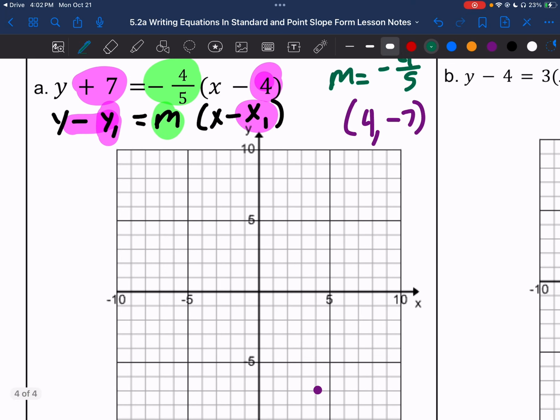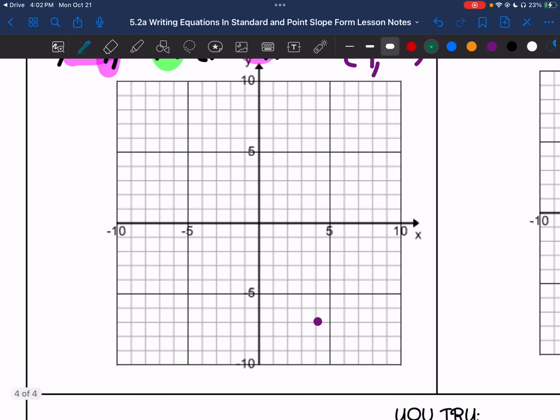As I look at it, it's down 4 and to the right 5. Do I have enough room on my grid to go down 4 and to the right 5? No, not really, but we can work our way backwards up the pattern. So instead of going down and to the right, our backwards way would be up and to the left. We're going to go up 1, 2, 3, 4, to the left 5.